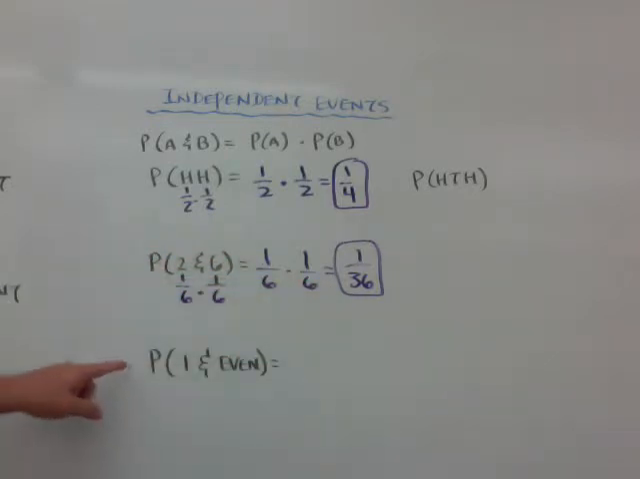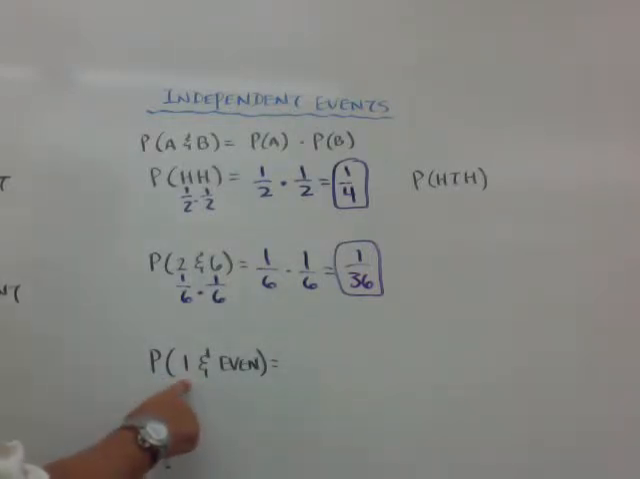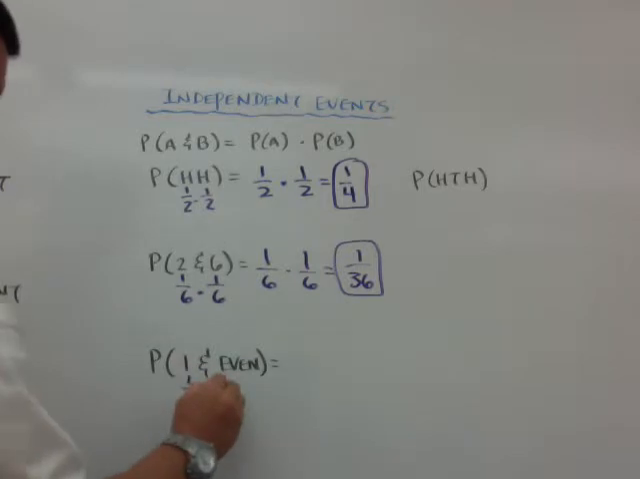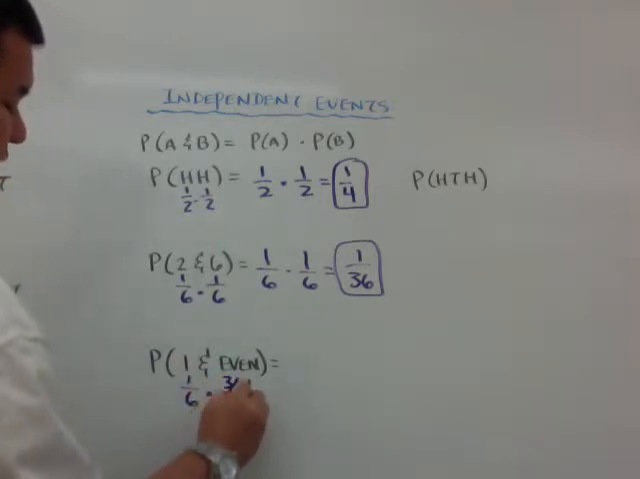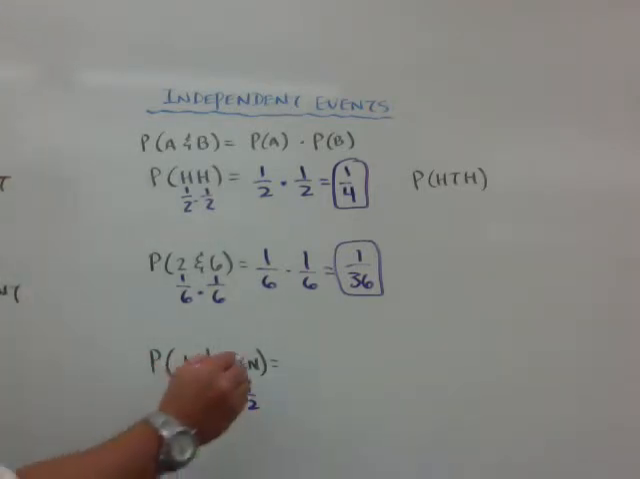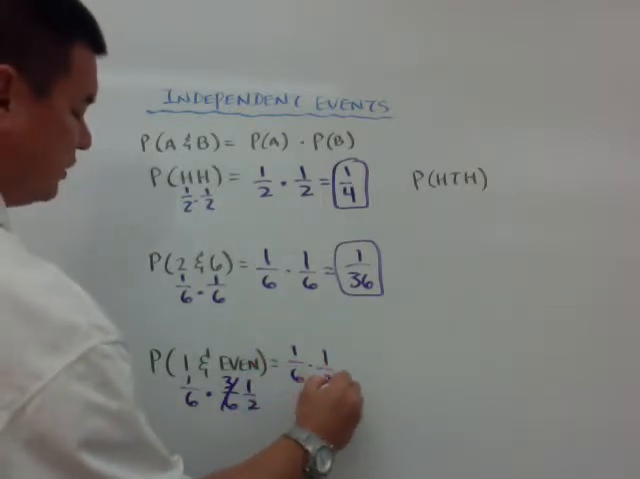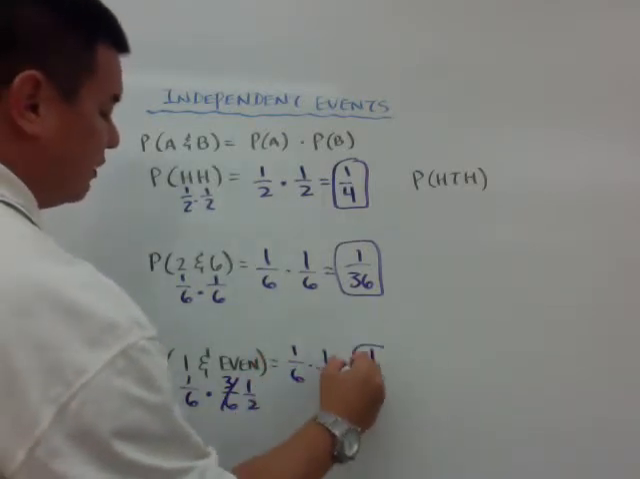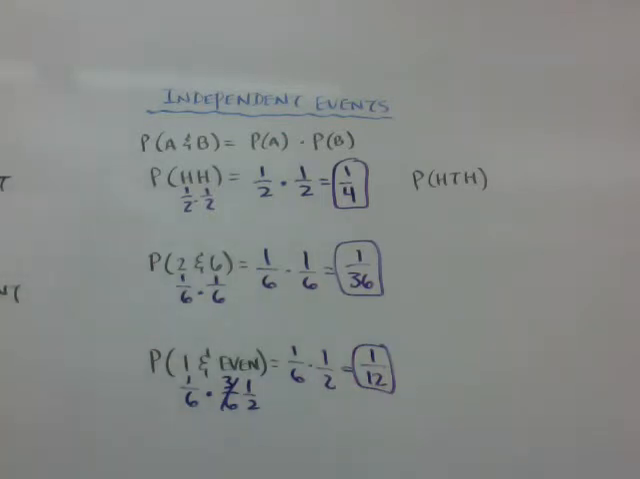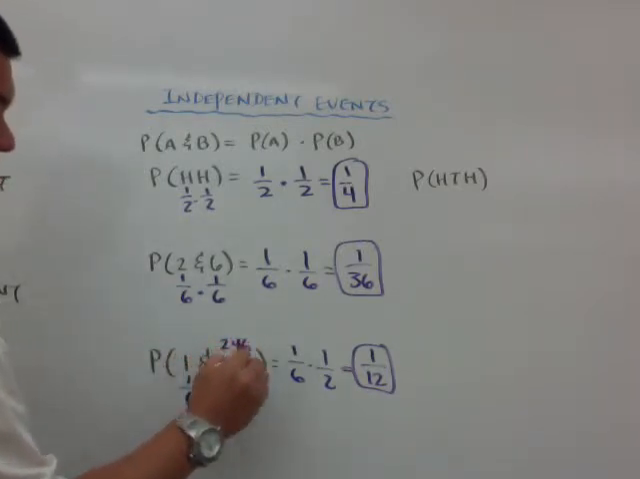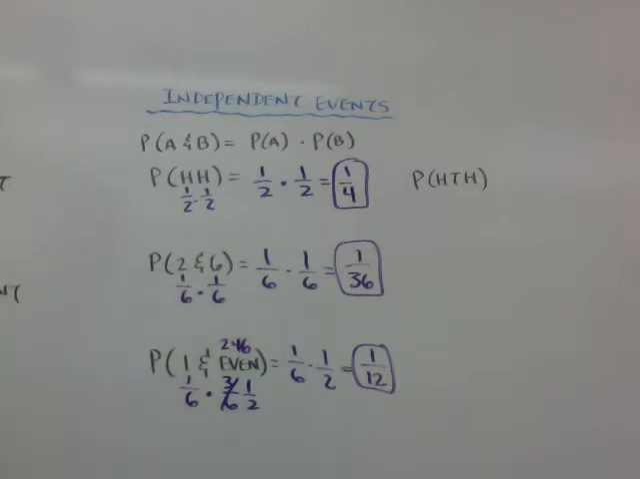If the probability of rolling a 1 and then an even number, the probability of getting a 1 is 1 out of 6 times the probability of getting an even number, which is actually 3 out of 6, which you can simplify to 1/2. So when you multiply those across, 1/6 times 1/2 is equal to 1/12. So you can see it's a higher probability of getting this event than the last one, because there's more chances: there's a 2, a 4, and a 6 here versus just a 6 there.